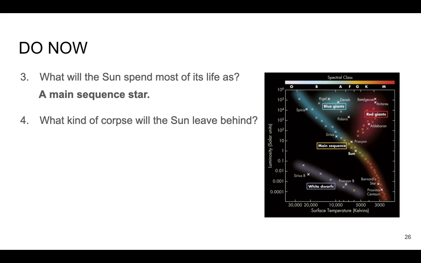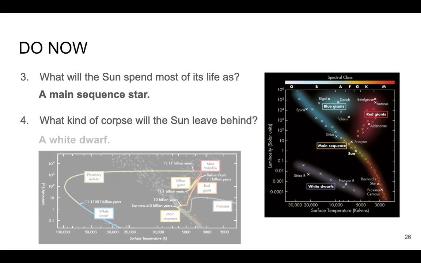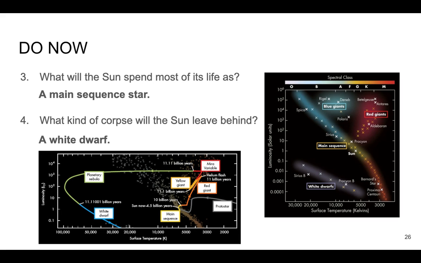And what kind of corpse will the sun leave behind? So once it stops fusing elements, it will be a dead star, and the kind of dead star it will be is a white dwarf. So low mass stars like the sun end up as white dwarfs.